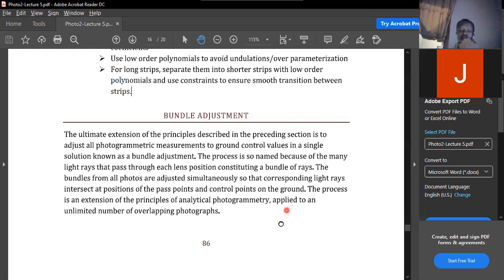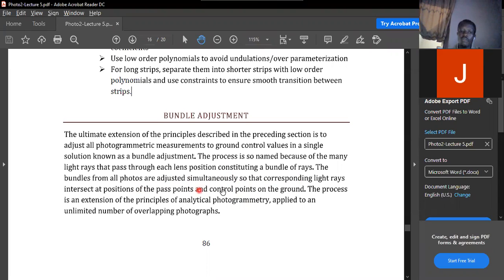Now, why do we call it bundle block adjustment? Because there are many light rays. Remember that anytime you take a photograph, you are collecting light from millions of points. If you're taking a selfie, then anytime you press the button, the light reflecting off yourself is a lot of it, a bundle. So that is why we call it that.